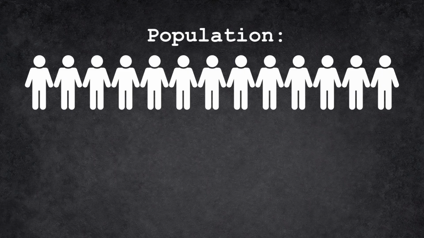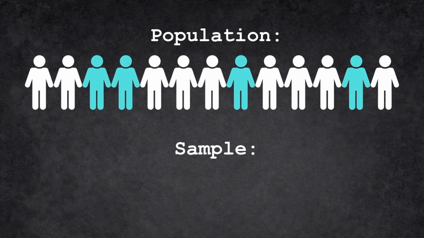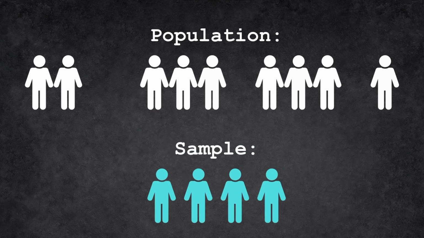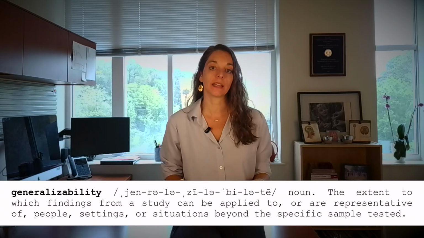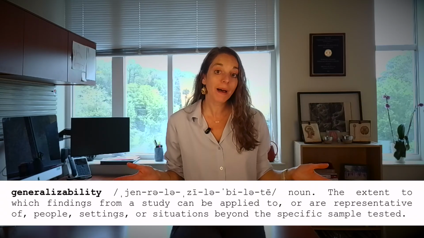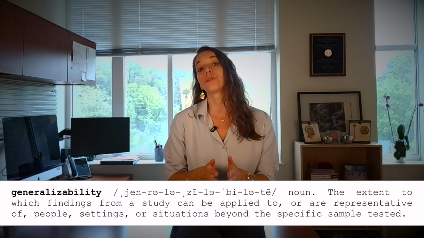Now, we can't study everyone in our population, for example, everyone who has a diagnosis of ADHD. Instead, we take a sample, a smaller group meant to represent the larger population. How we pick that sample matters for generalizability, which is how much we can say about the population based on the smaller group we actually tested. So how big should that sample be? That's where statistical power comes in.